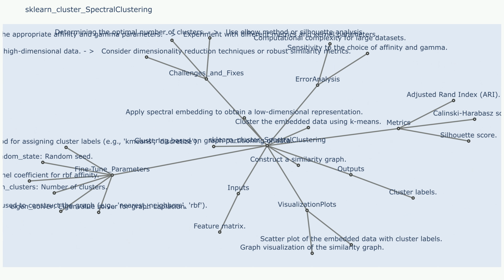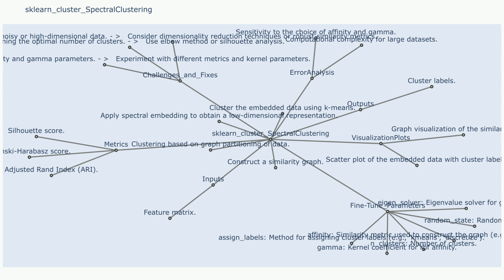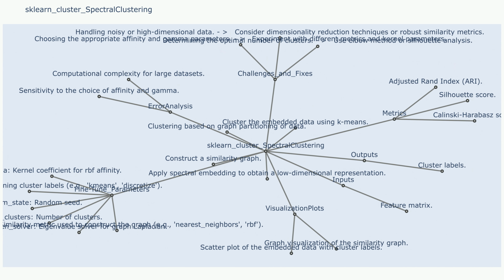Metrics. Silhouette score measures how well a data point is clustered by comparing its distance to points in its own cluster with its distance to points in other clusters. Calinski-Harabasz index measures the ratio of between-cluster variance to within-cluster variance, favoring clusters with high separation and low internal variability. Visualization plots. Scatter plot with cluster assignments.